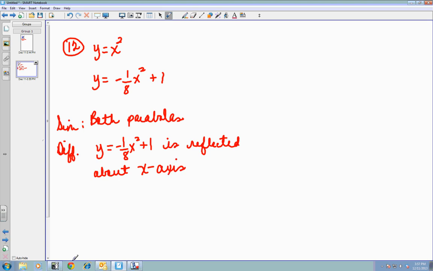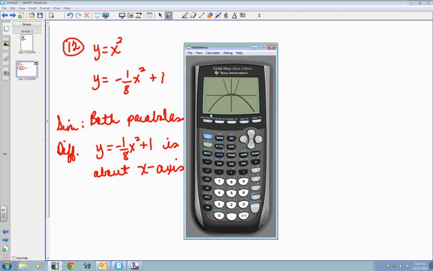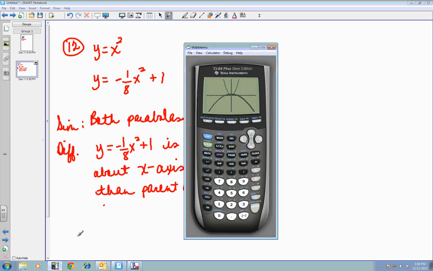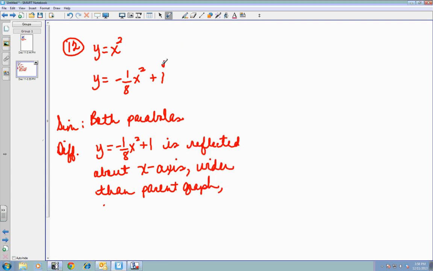What else did we notice? It's also much wider than my original graph, so I'm going to put wider than my parent graph. And you see how my vertex isn't at 0, 0? It's also shifted up 1 unit because of this one right here. So I could say the vertex is shifted up 1.